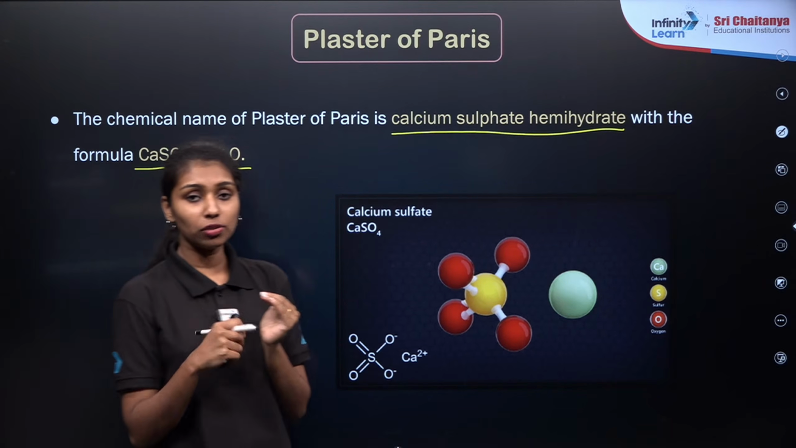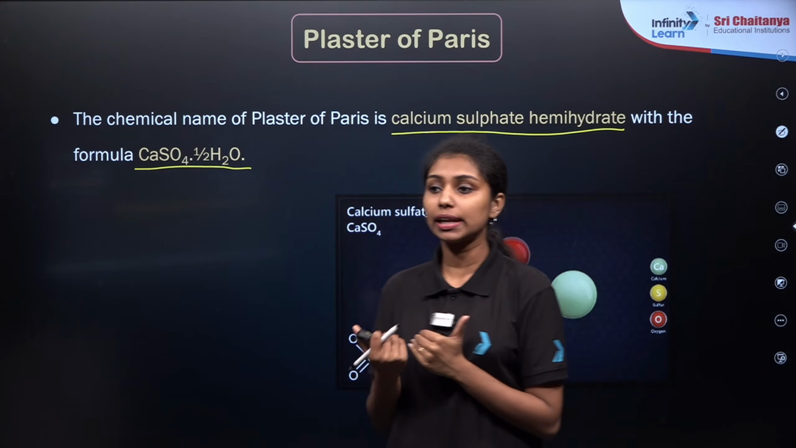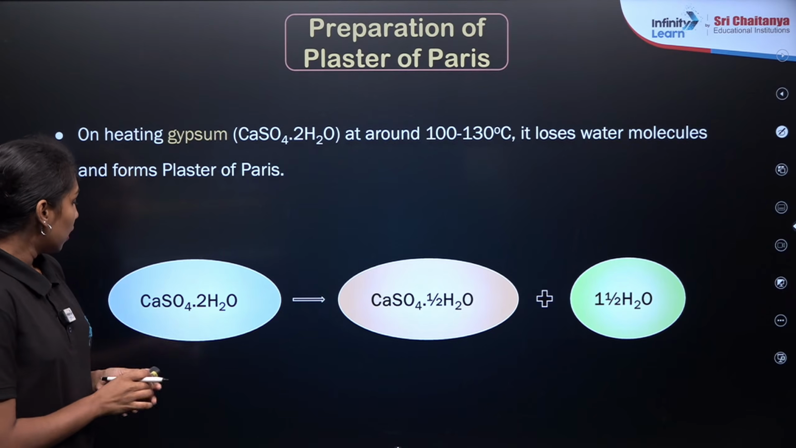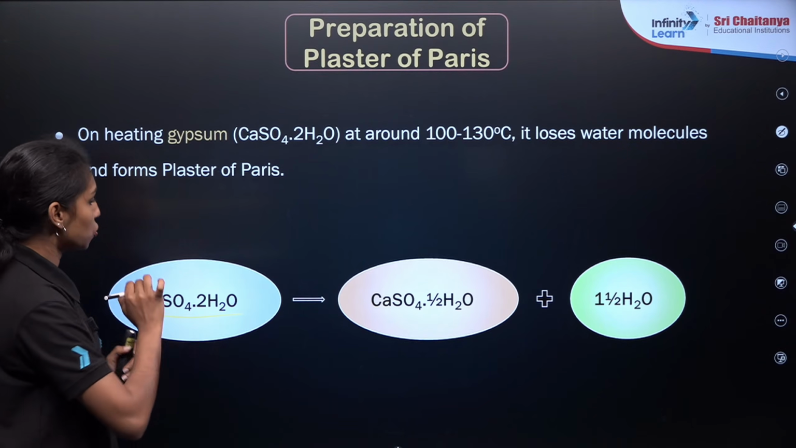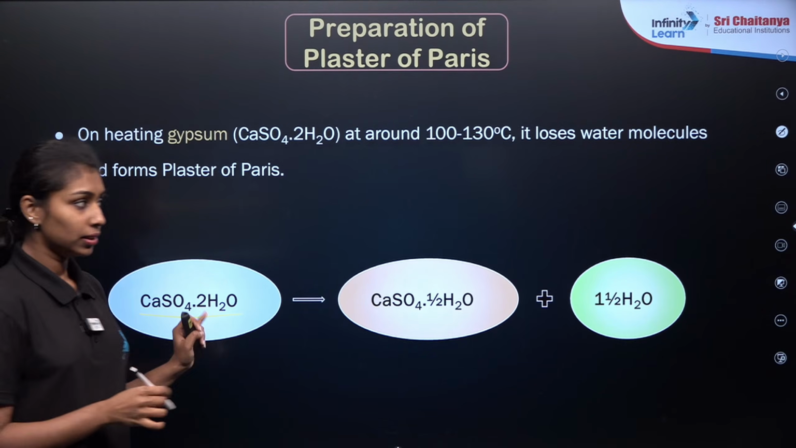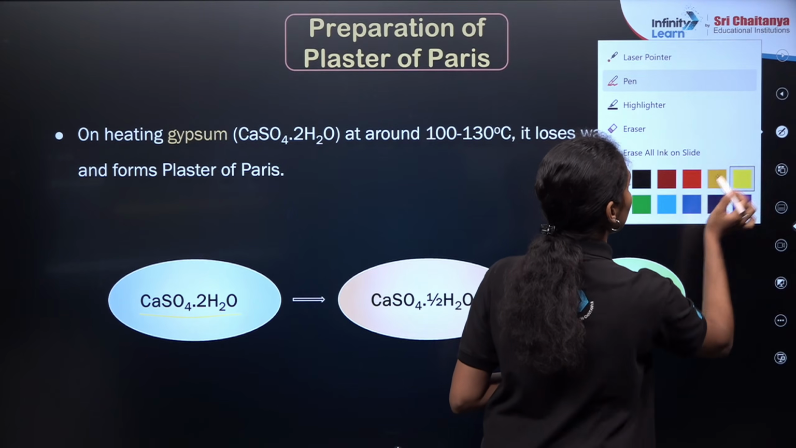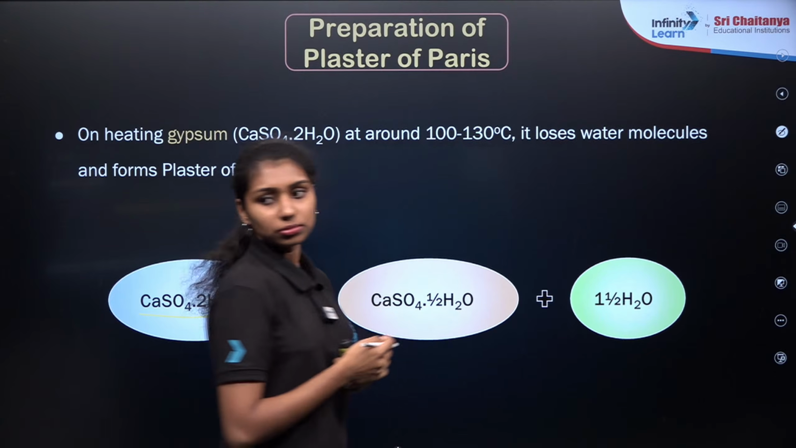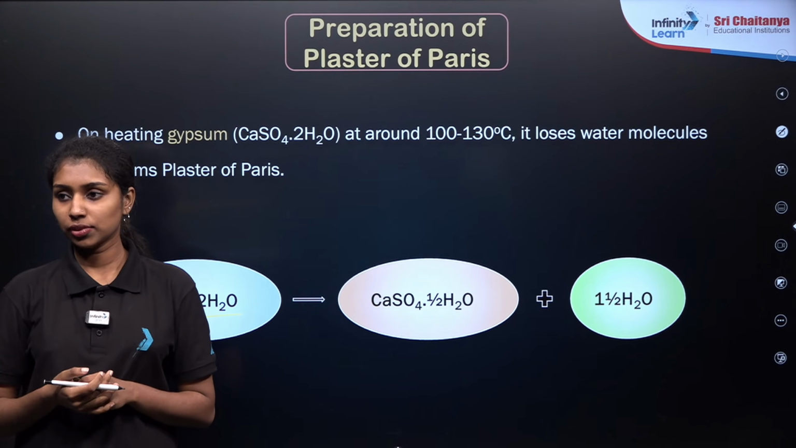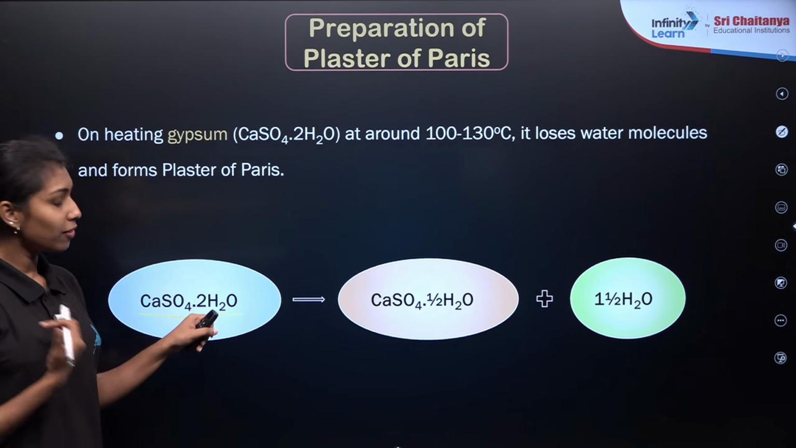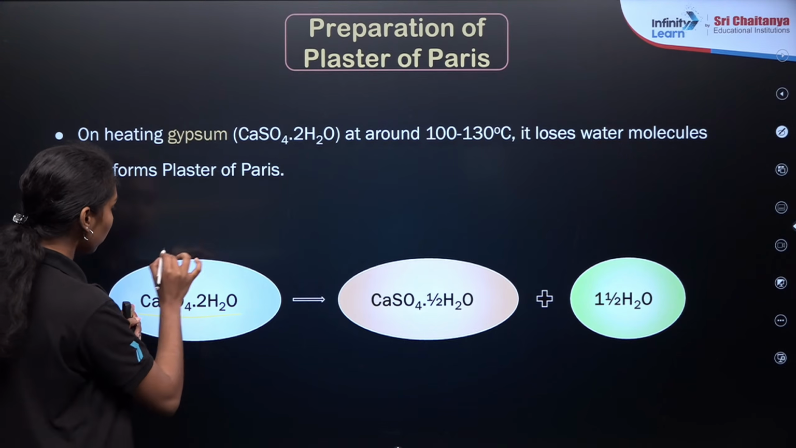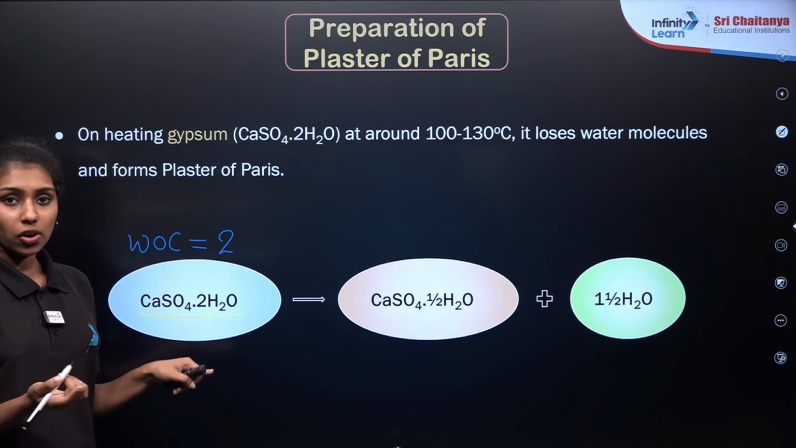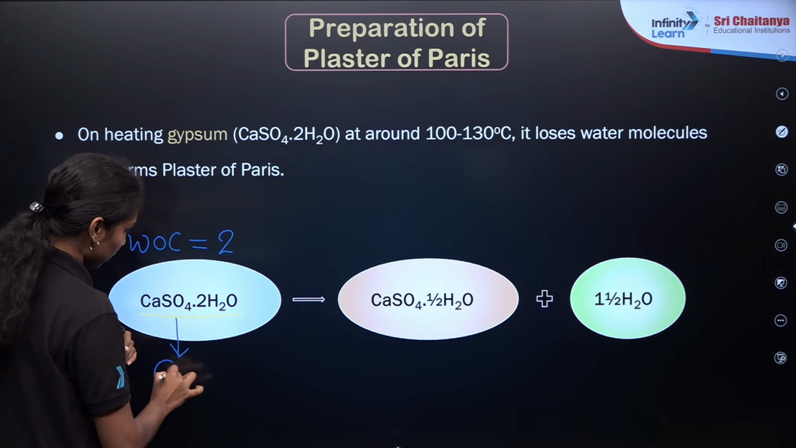So you need to get an idea about what plaster of Paris is and how we prepare it. This is the method of preparation of plaster of Paris. CaSO4.2H2O, right? So what is the water of crystallization here? The number of water molecules present is known as the water of crystallization. In this molecule, the water of crystallization is equal to 2. This substance is known as gypsum. Clear?